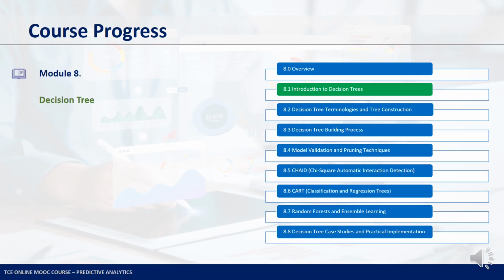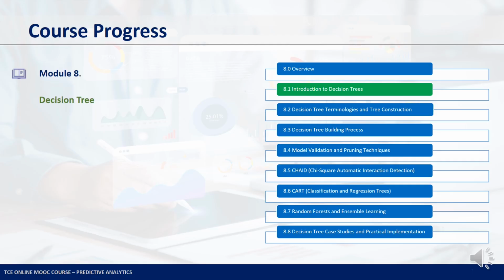Let's first understand where today's topic fits into the overall course. Currently we are in Module 8, which focuses on decision trees and related techniques. The module contains several topics such as Introduction to Decision Tree, which is today's topic. Then we will move on to decision tree terminologies and tree construction. After that we will study the decision tree building process. We will then discuss model validation and pruning techniques. Following this, we have Chi-square Automatic Interaction Detection.